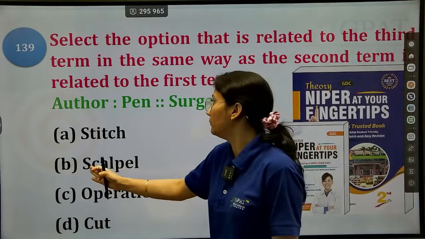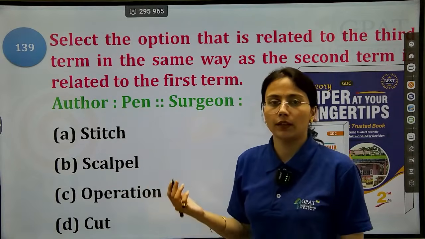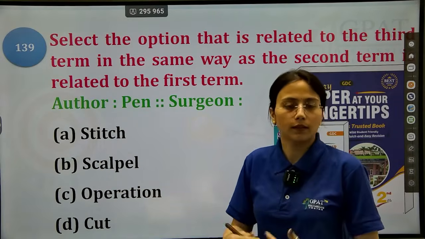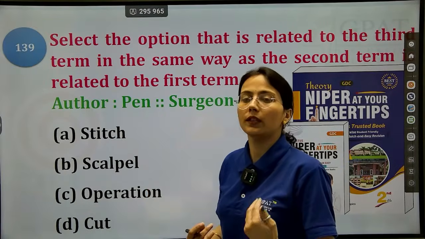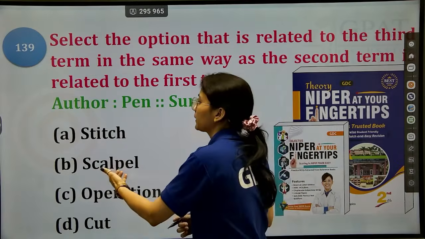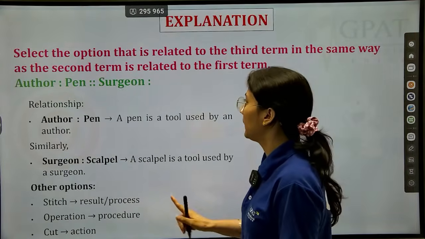Like author is related to pen, surgeon is related to what? That is scalpel. Pen is used by an author to write something that he wants. So author, pen, surgeon, how does he conduct surgery? With the help of scalpel. So option number B is correct.